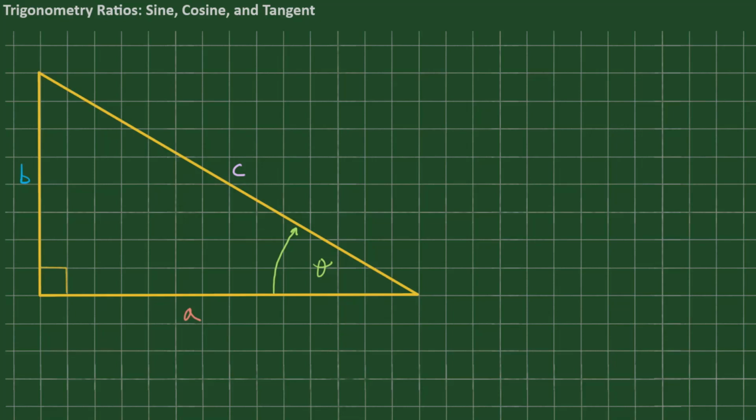Hello good people, I'm going to talk about trigonometry ratios, sine, cosine and tangent. These three are very important functions that establish the relationship between an angle and the sides of a right-angled triangle.